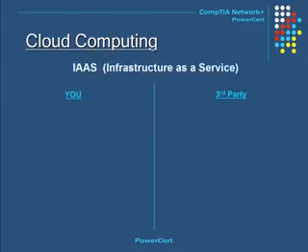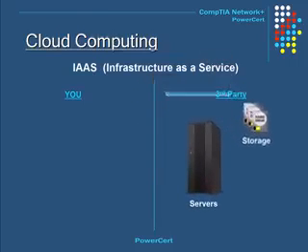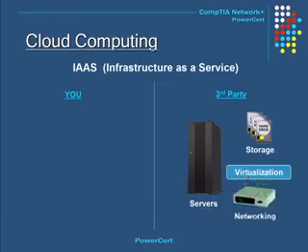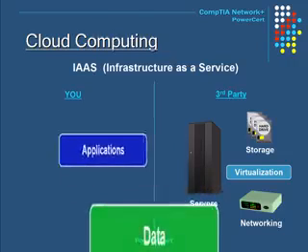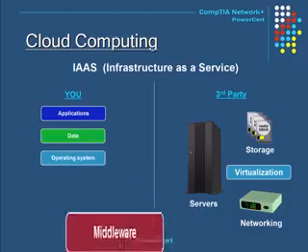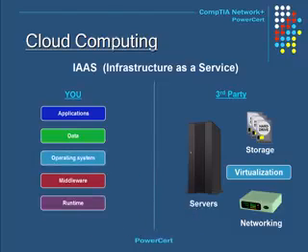So the first one is Infrastructure as a Service. This type is basically when you let the third-party vendor manage a portion of your business, which is going to be the hardware portion. The third-party vendor will manage the servers, storage, virtualization, and the networking portion. You, on the other hand, will still have control over the software portion, such as the applications, data, operating system, middleware, and runtime. A good example of IaaS would be a web service company like Amazon Web Services.